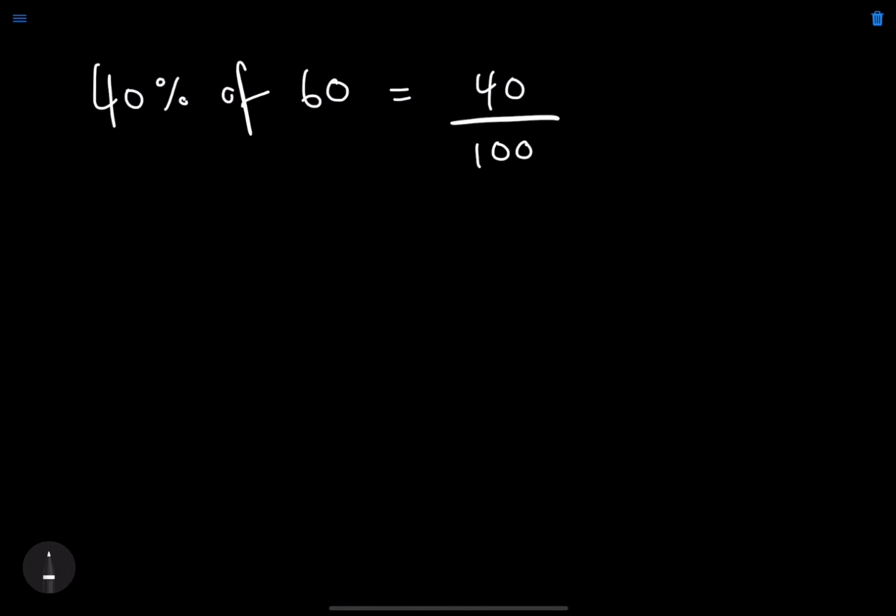Okay, we'll scrub the board and do another example. 40% of 60. So that's 40 100ths times 60 over 1, which when we cancel out the zeros, we get 4 times 6, which is 24. Super simple.